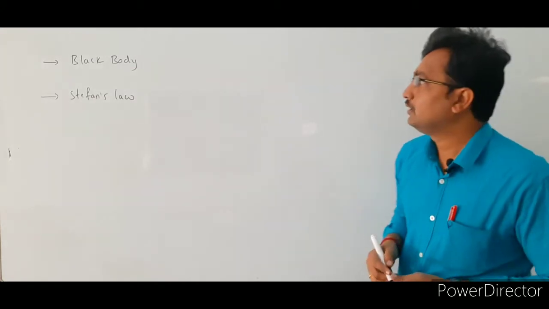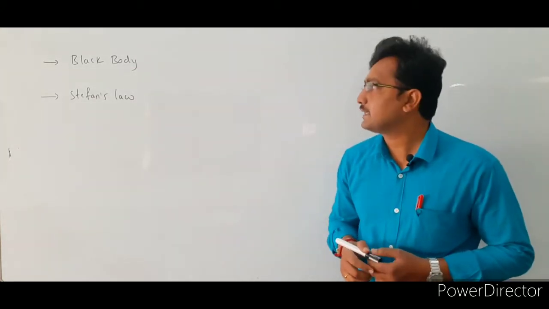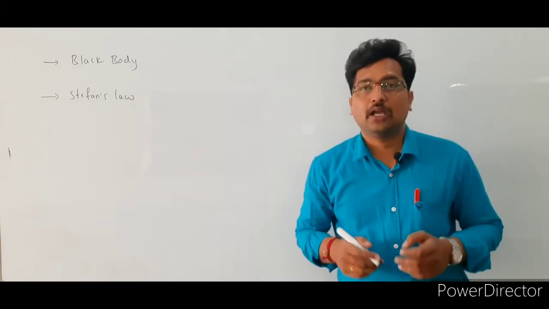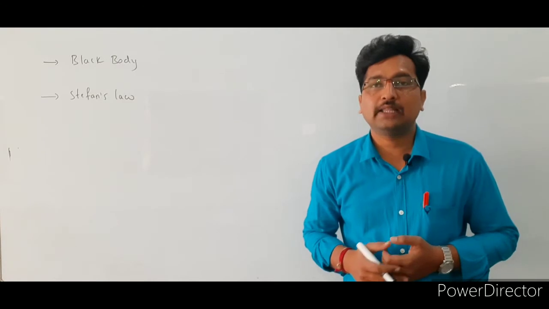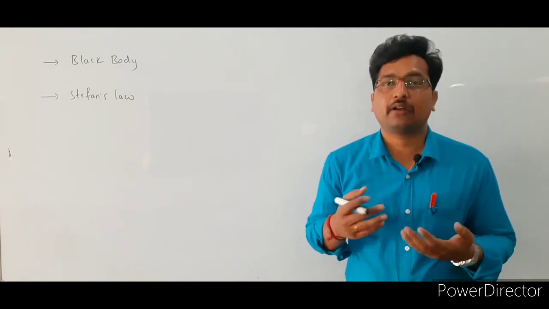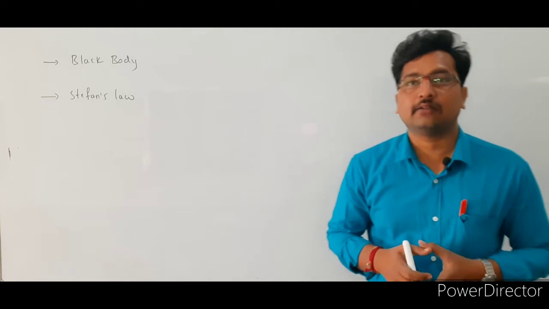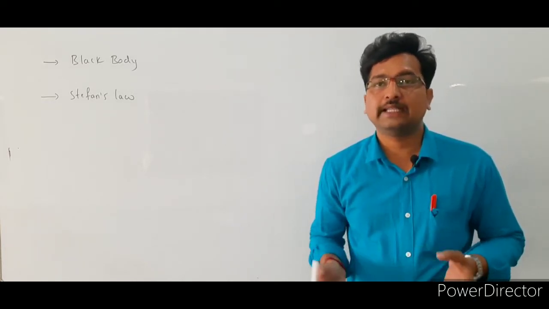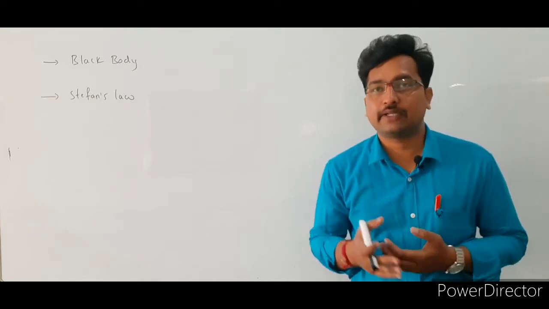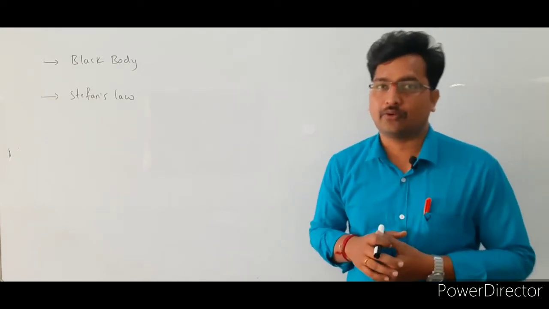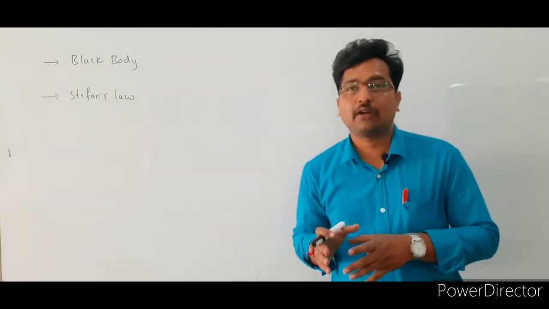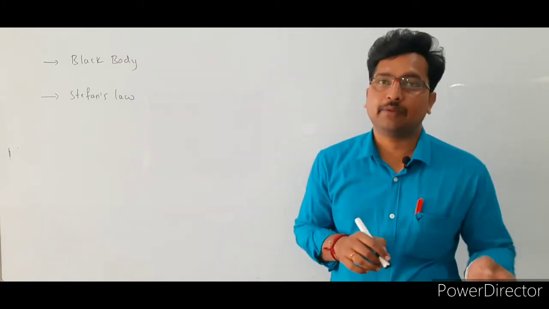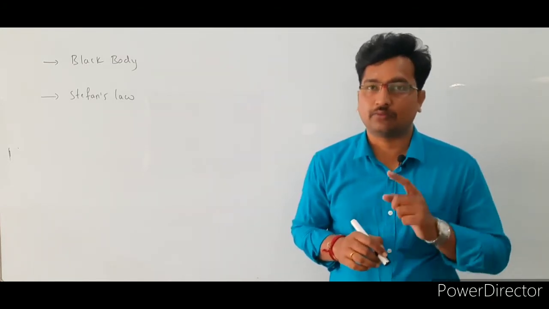See the next topic here, black body. After that, we will discuss Stefan's law. So what do you mean by a black body? A black body means a body which absorbs all the incident radiation of whatever wavelength. So that is known as a black body. Then the emissive power of a perfect black body is denoted by small e. The emissive power of a perfect black body has the value 1.